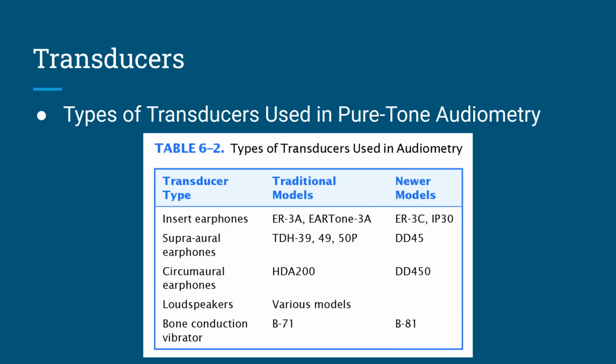And then we have supraoral earphones. The TDH models are all a little bit different, but they're being replaced by the Radio Ear DD45, a little more comfortable. Sennheiser HDA 200 is the classic circumoral earphone, being replaced by the Radio Ear DD450. It looks almost identical. And then for the loudspeakers, they come in all sorts of makes and models. And then we have the bone conduction oscillator. The Radio Ear B71 is being replaced by the B81, which has a better frequency response, and it has greater output levels.